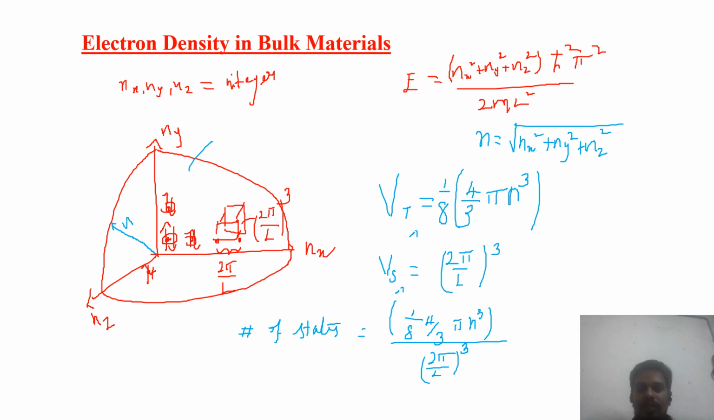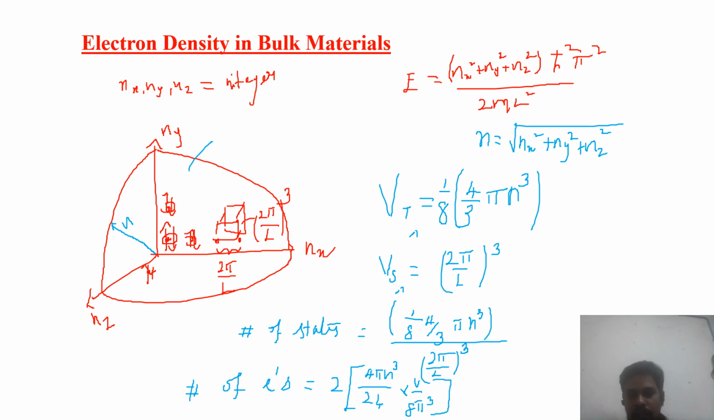Once you divide these two, it will give the number of allowed states for the electron. But I want to calculate the number of allowed electrons in this state. Each state is occupied by 2 electrons, so you need to multiply the total states by 2. If you multiply by 2, the numerator is 4π n cube by 24. The denominator is simply L cube, which is V, divided by 8π cube.